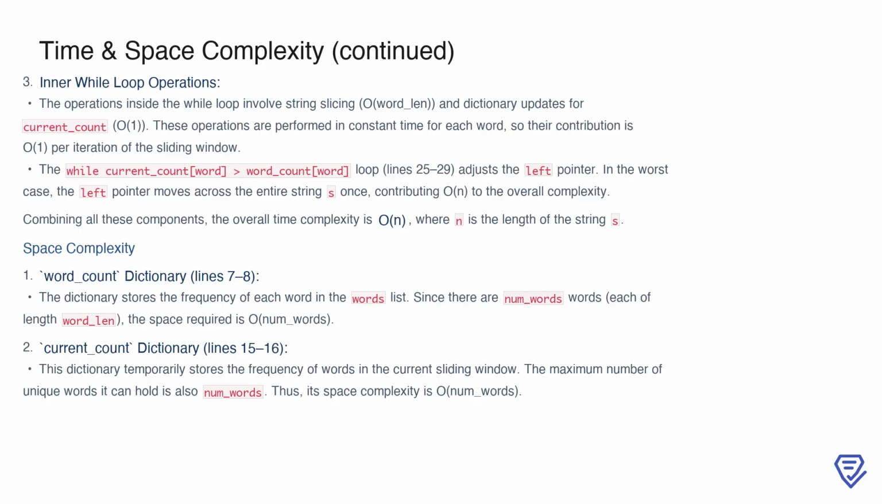For space complexity, we start with the word_count dictionary, which tracks the frequency of each word from the words list. Since there are number_words unique words, this dictionary requires O(number_words) space. Similarly, the current_count dictionary, which temporarily holds frequencies within the sliding window, also requires O(number_words) space. Both dictionaries depend on the number of unique words, not the string size.